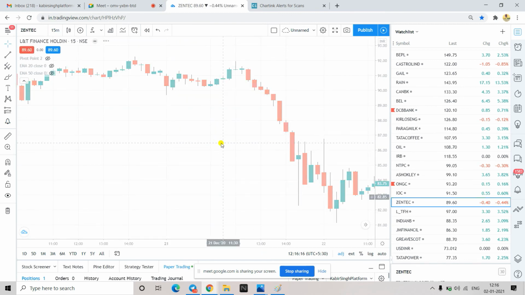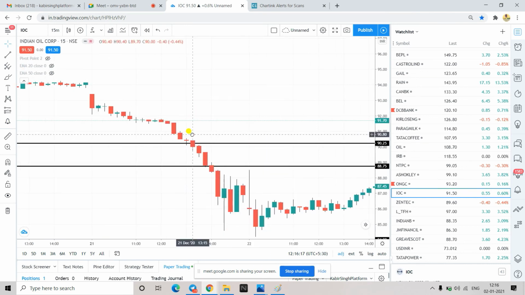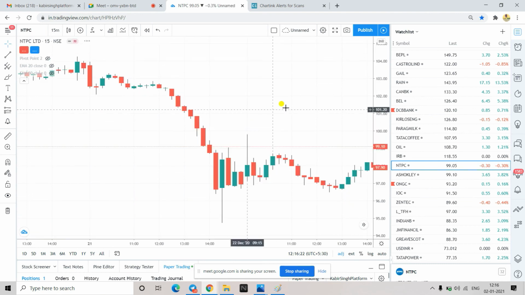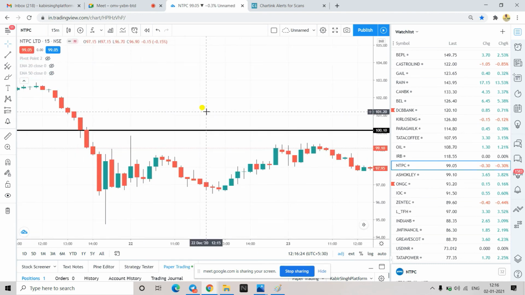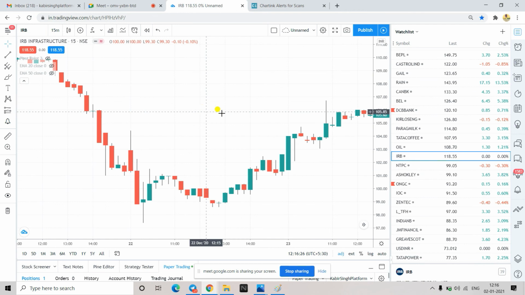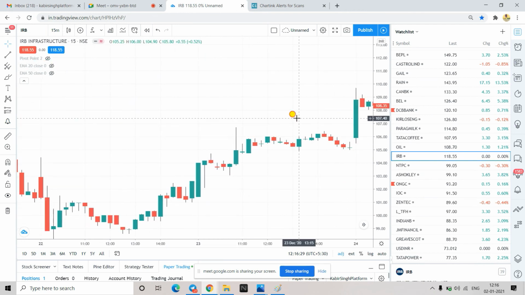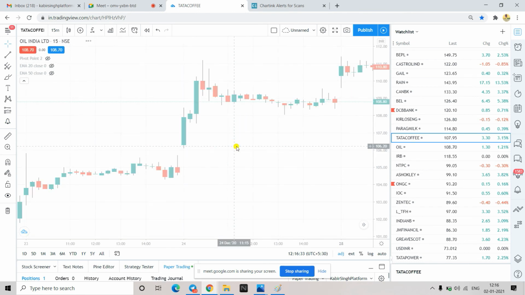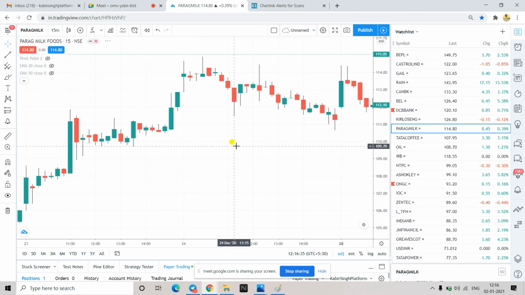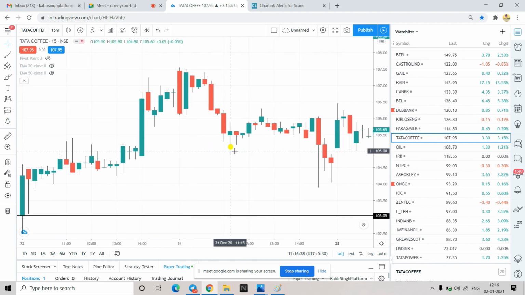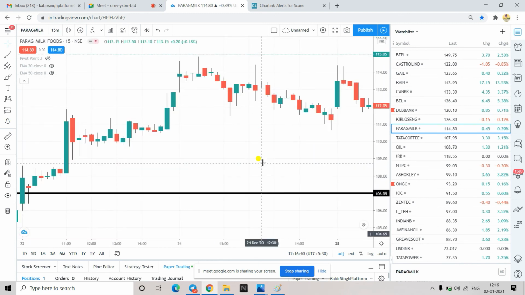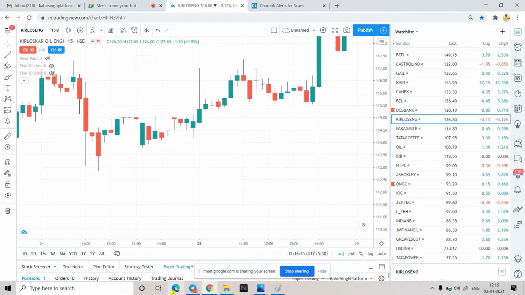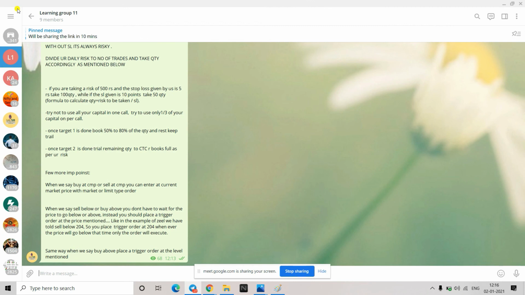One more thing I'll tell you, like this you can trade in Nifty also. The same thing you'll find in Nifty also. The same rule you can apply there also. I'll show you a few more things. I'll just show you how about the scanner also.